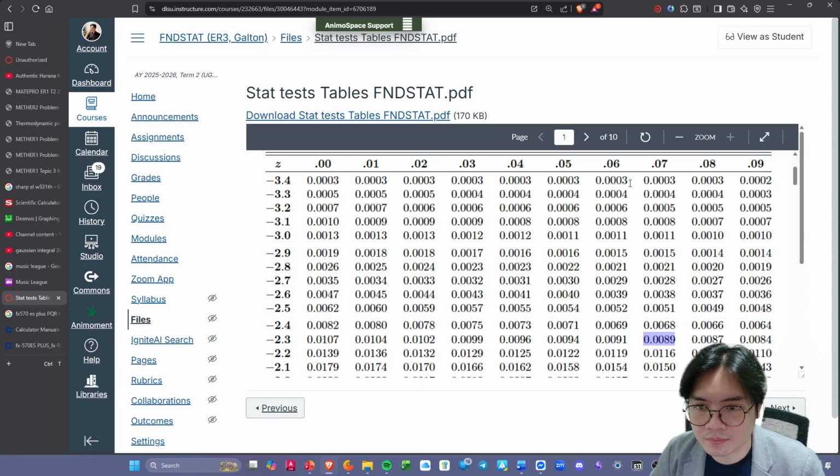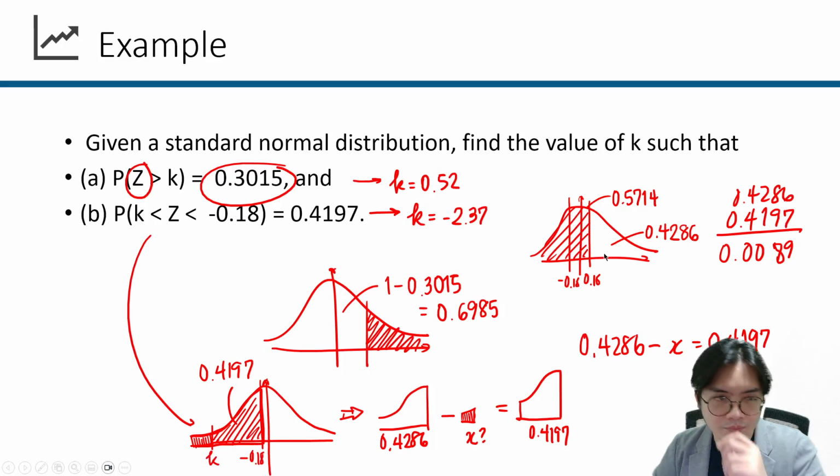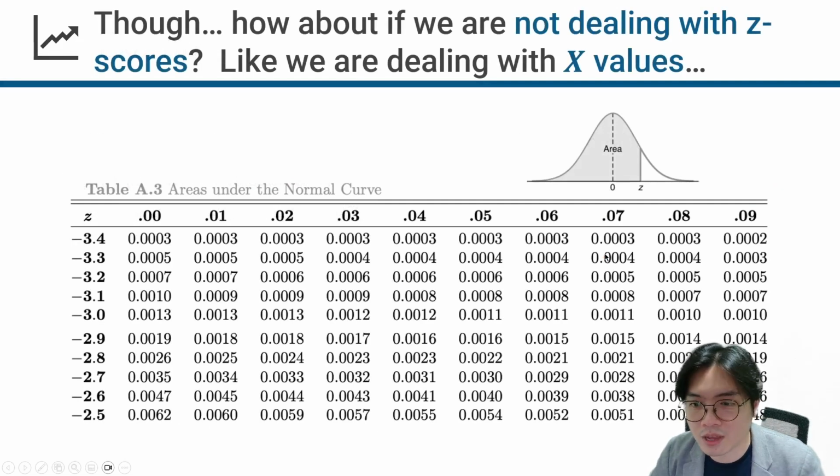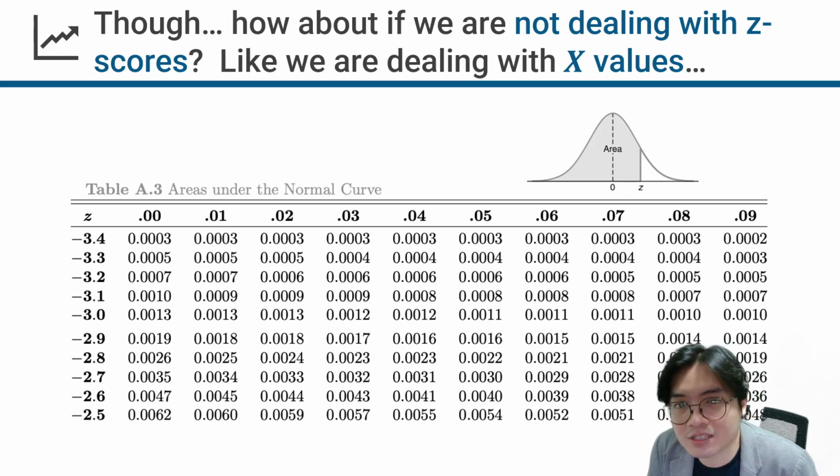Okay. Negative 2.37. Okay. The last bit, right? Or I suppose, second to the last bit before we end this discussion is now, what if we don't have z values? What if we haven't standardized? Well, it's very easy to standardize, right?